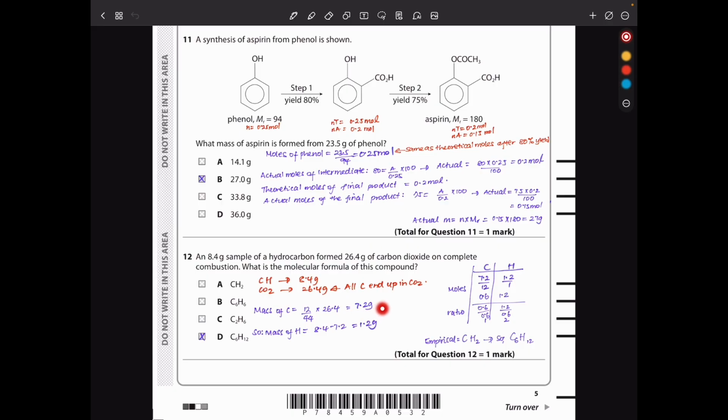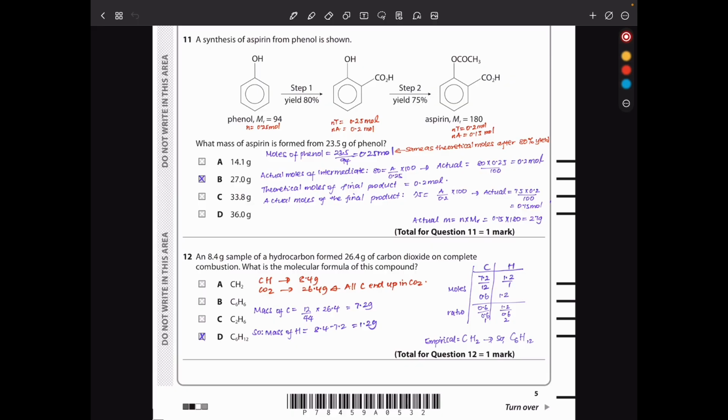So I got 7.2 grams, meaning the mass of hydrogen is going to be the original mass of the hydrocarbon minus the mass of carbon. So it's going to be 8.4 minus 7.2, giving us 1.2 grams. This is the mass of hydrogen, and that is the mass of carbon. So we're going to use these masses to find the number of moles and then the mole ratio. For carbon, 7.2 divided by 12 gives us 0.6. For hydrogen, 1.2 divided by 1 gives us 1.2. So mole ratio is 1:2.